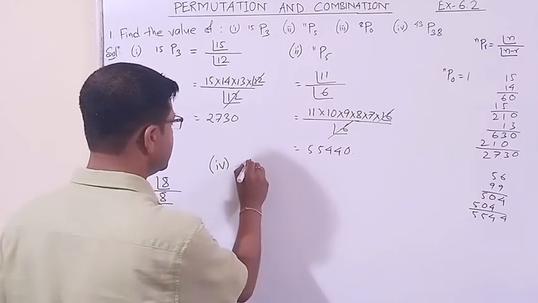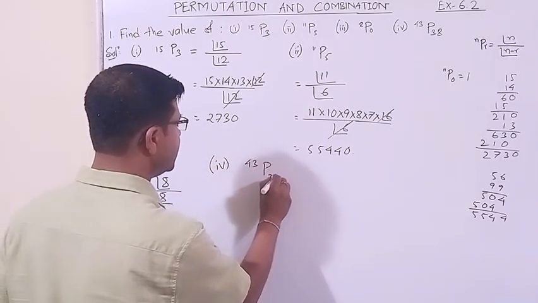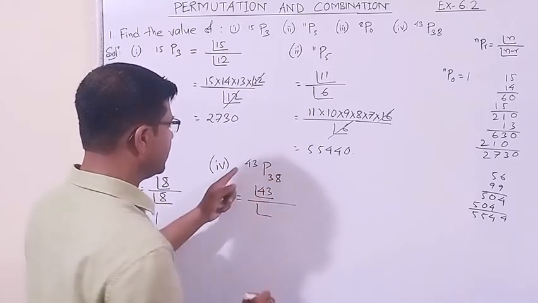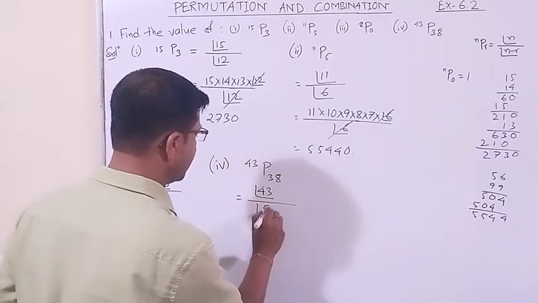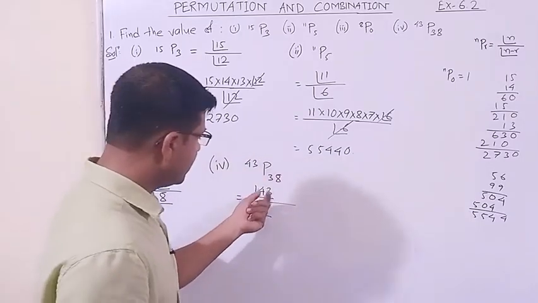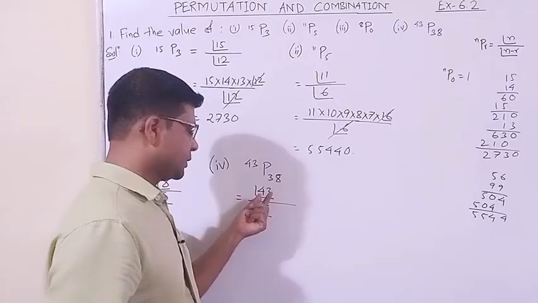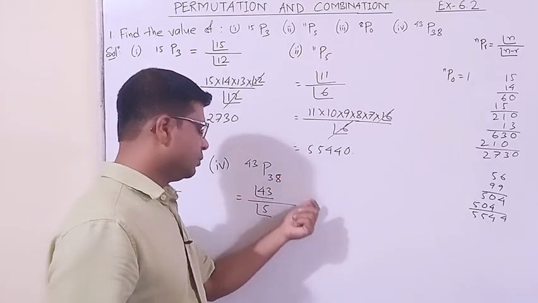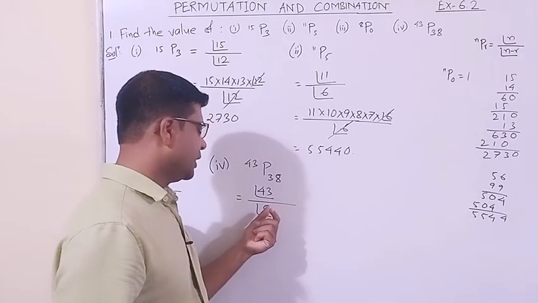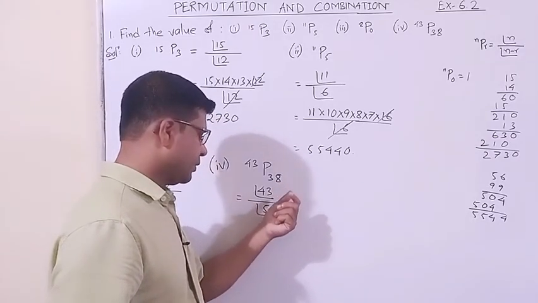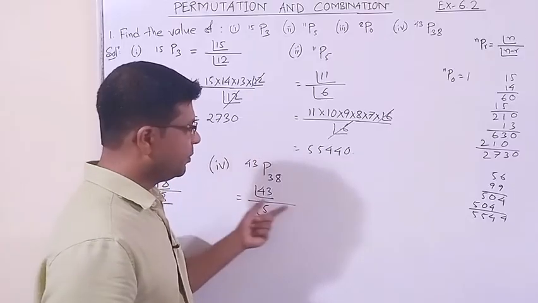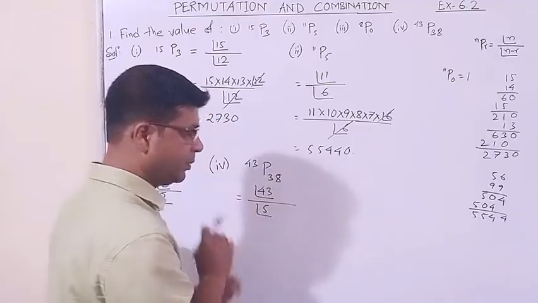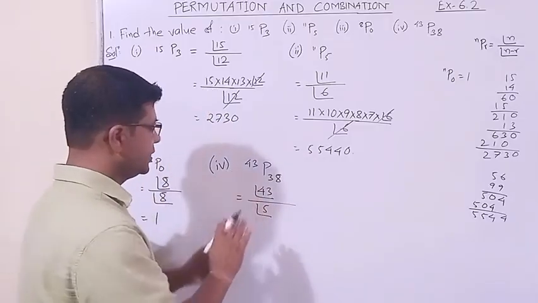Then the last one, number 4. What is that? 43P38. Factorial 43 divided by factorial 43 minus 38, which is factorial 5. Now dear students, if we expand it, 43 into 42 into 41 into 40 like this, at the end we will get factorial 5. It will be a very big number and very hard to cancel or multiply. So let us keep the answer like this only.